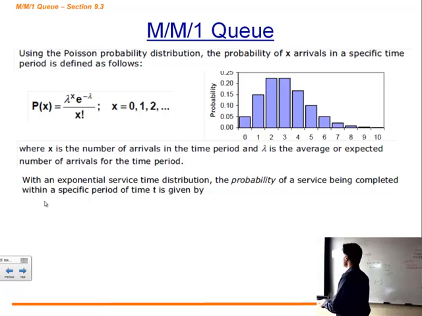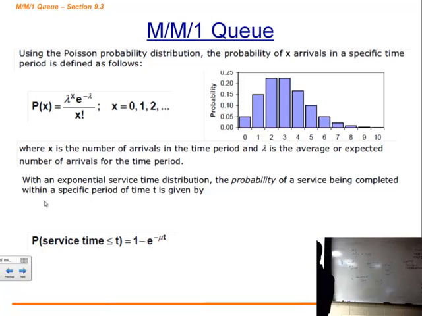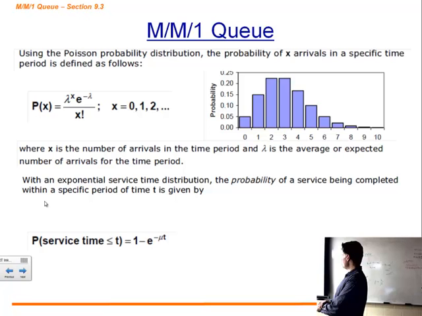With the exponential service time distribution, the probability of a service being completed within a specific amount of time t is given by this formula. So here, mu is the average rate of service. A server just keeps serving one customer after another. This is the average number of customers it serves per unit time.